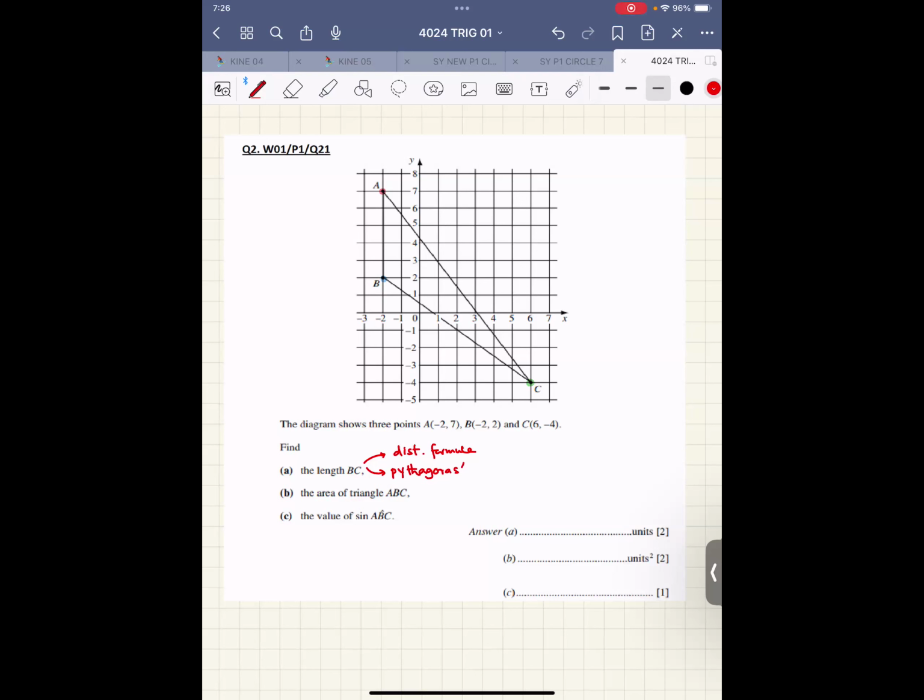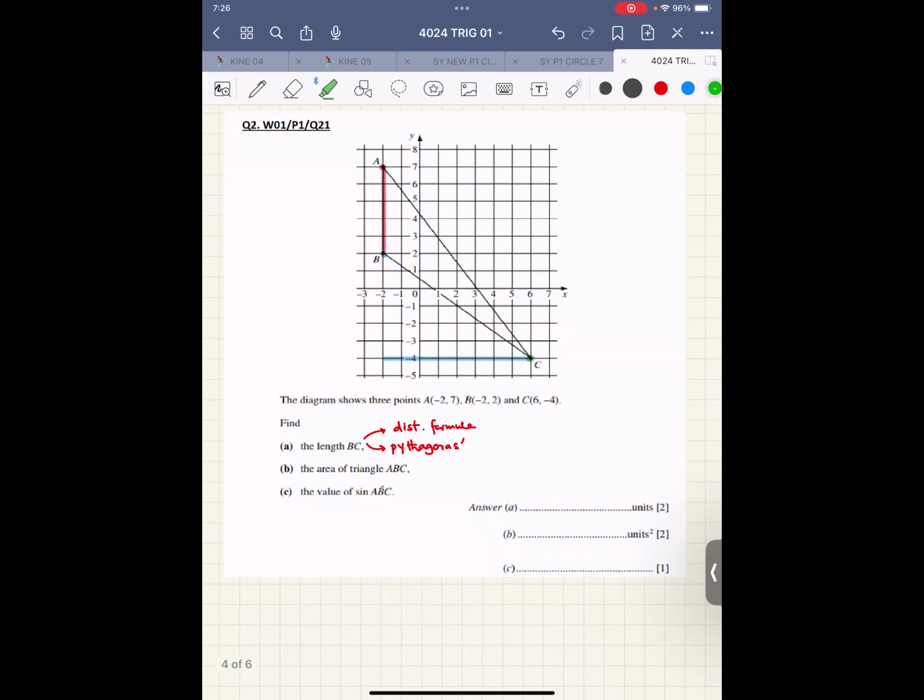The area of triangle ABC, let me mark the base as this. So this is the base. And the height will be marked from here to here. That is the height. So height does not necessarily have to be part of the triangle. So the height is from here to here. What else is there? The value of sine of ABC. And that is something like what we just did. Now, first of all, let me add this green line over here also.